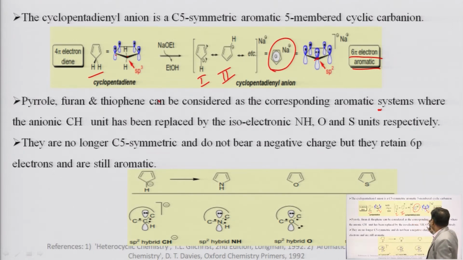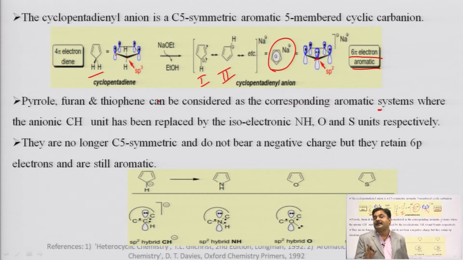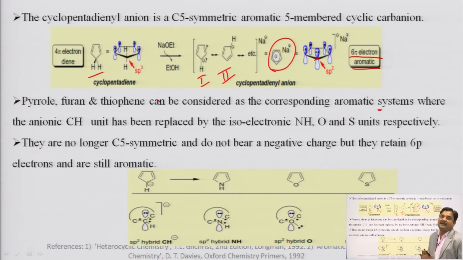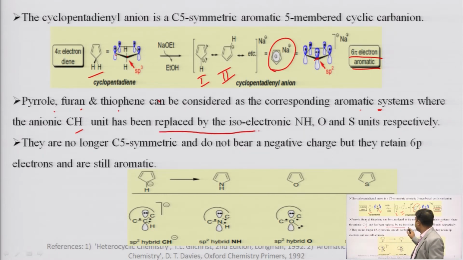So we can compare this cyclopentadienyl anion with the heterocyclic compounds containing one hetero atom that we studied, furan, pyrrole and thiophene, because all of them are aromatic, have a 5-member ring, and follow Huckel's rule. So pyrrole, furan and thiophene can be considered corresponding aromatic systems where the anionic CH unit has been replaced by the isoelectronic NH, oxygen and sulfur. In the case of pyrrole, that unit is replaced by NH.